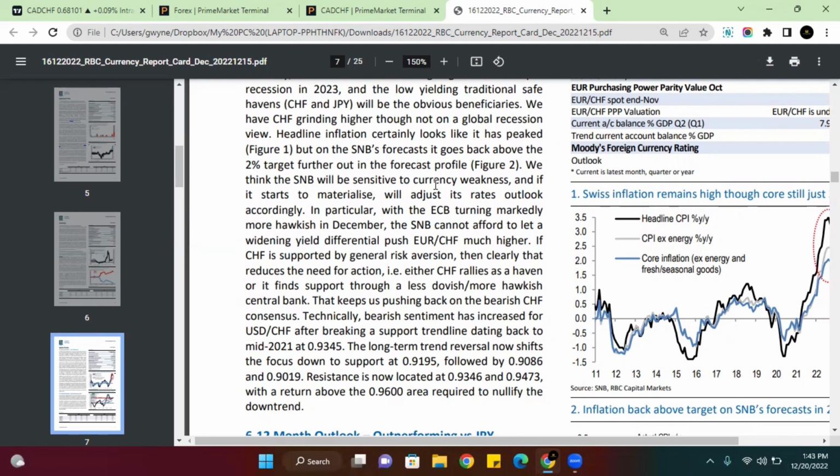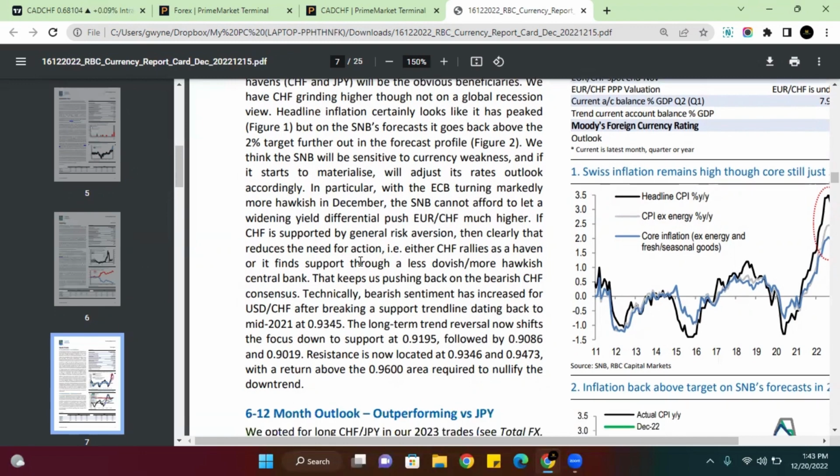We think that the SNB is sensitive to currency weakness, and if it starts to materialize, it will adjust its rates outlook accordingly. In particular, with the European Central Bank, that's what ECB stands for, turning markedly more hawkish in December, the SNB cannot afford to let a widening yield differential push USD Swiss franc much higher. So the yield differential is what they're looking at, something that would make the euro appreciate over the Swiss franc.